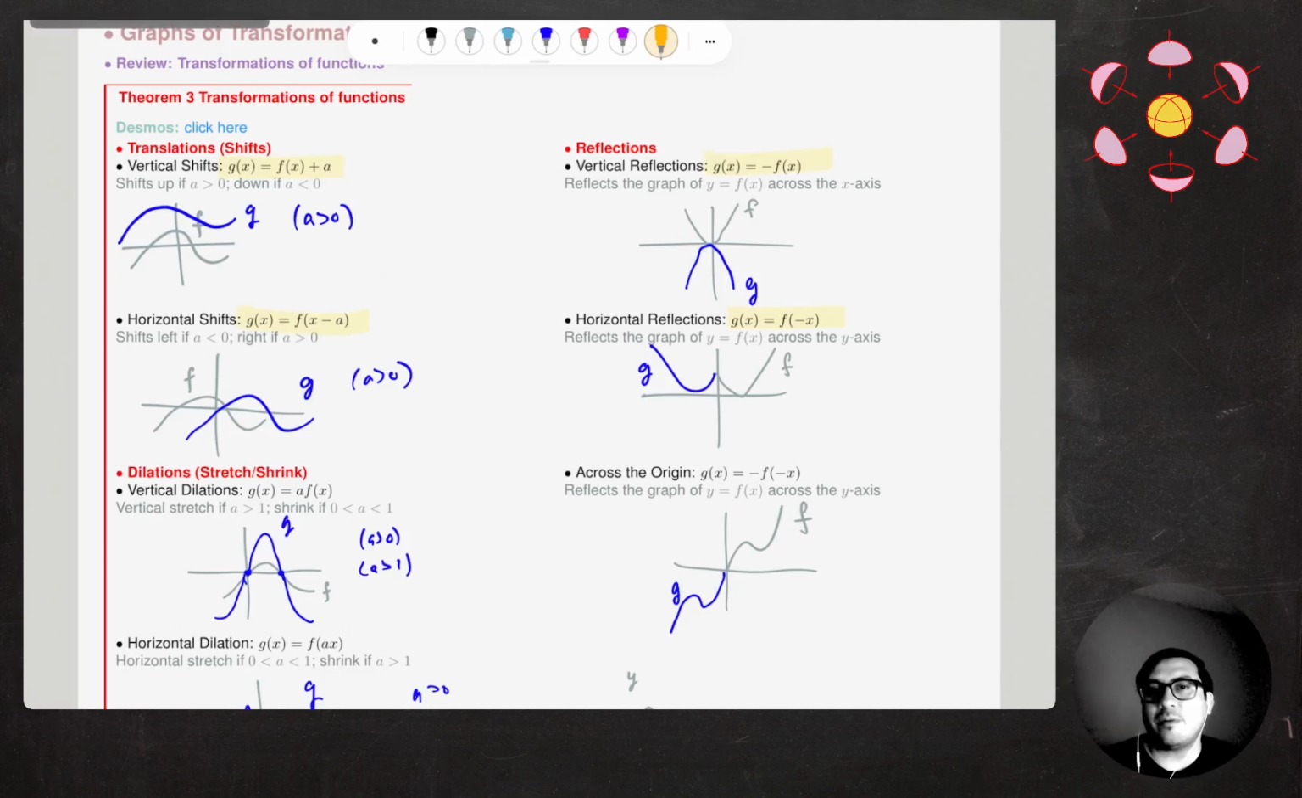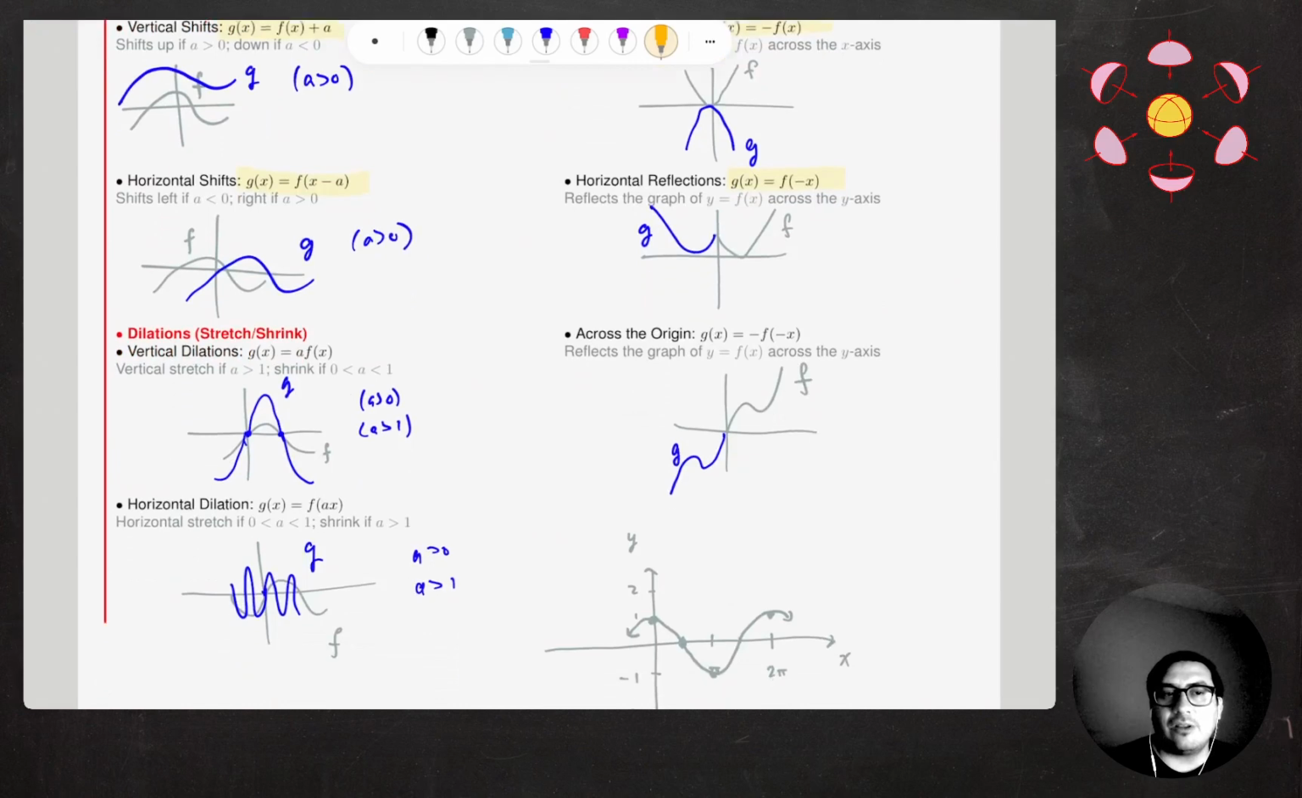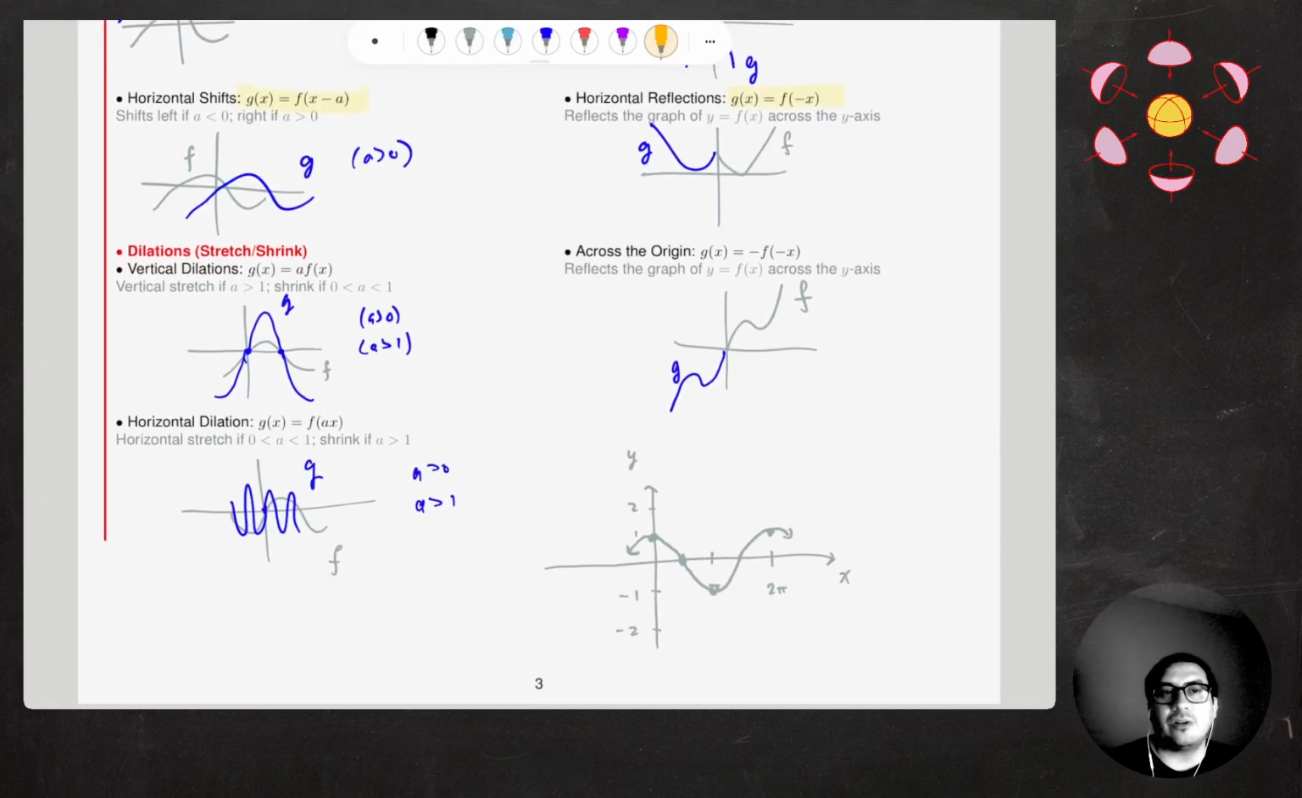So hopefully you remember a reflection. If I have f here, I can reflect it across the x-axis by making all the y values opposite, or in this case, negative of each other. I can do a horizontal reflection by putting a minus sign inside of the parentheses. So if this is a piece of f, if I put a minus sign in the parentheses, I would get it reflected across the y-axis.